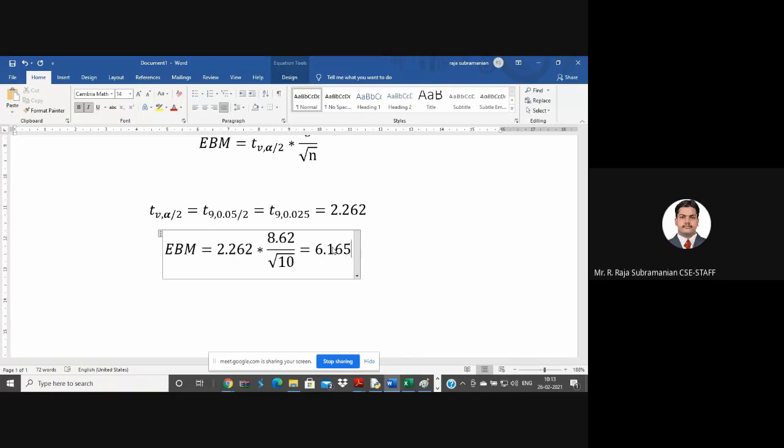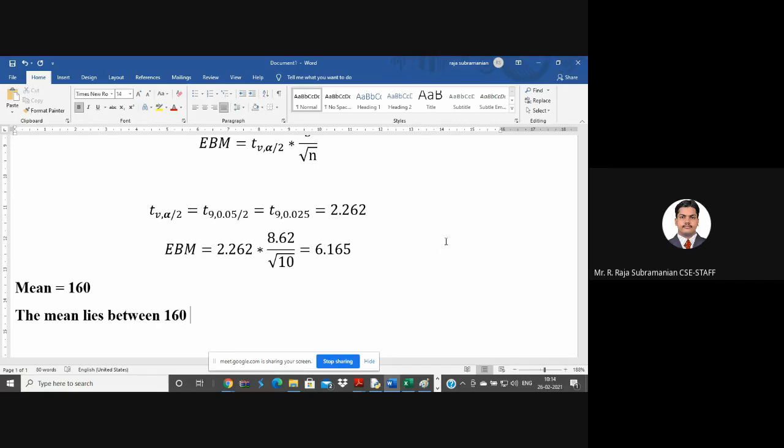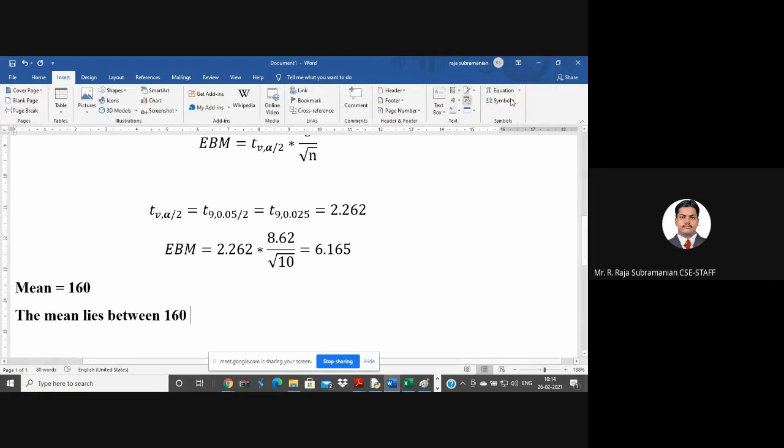Yes, this is my EBM value. Now what do I have to write? Where does my mean actually lie? My mean will lie between, so I take my mean value. Mean is equal to 160. So the mean lies between 160 plus or minus the error bound.